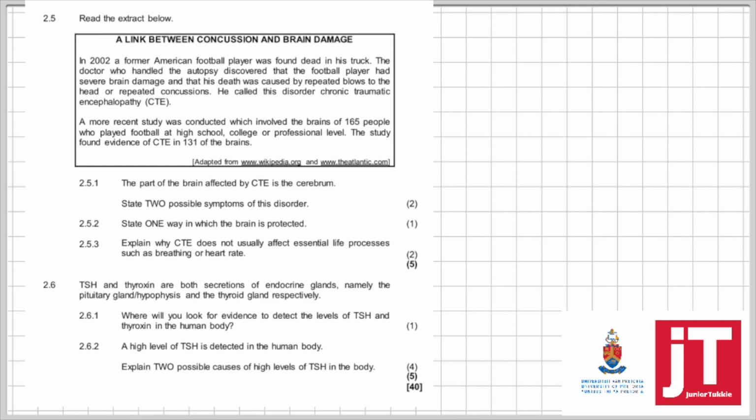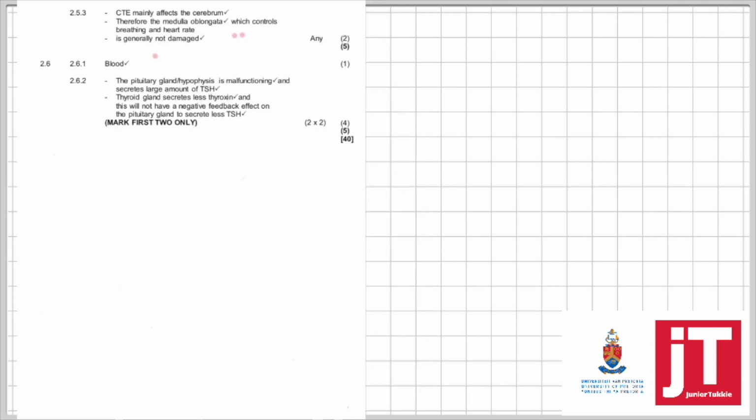2.6.2 is an amazing question. A high level of TSH is detected in the human body. Give two possible causes of high levels of TSH in the body. So this is an amazing question, and I love this question. So write it down in your book that you must know how to answer. So let's see. Pituitary gland is malfunctioning. Very nice. So it will secrete a large amount of TSH. The thyroid gland will secrete less thyroxine. This will have a negative feedback effect on the pituitary gland to secrete less TSH. That is amazing. So it's a really very good higher order question.